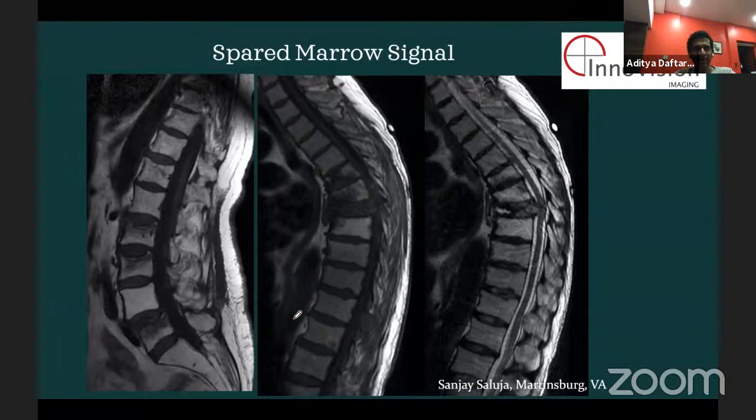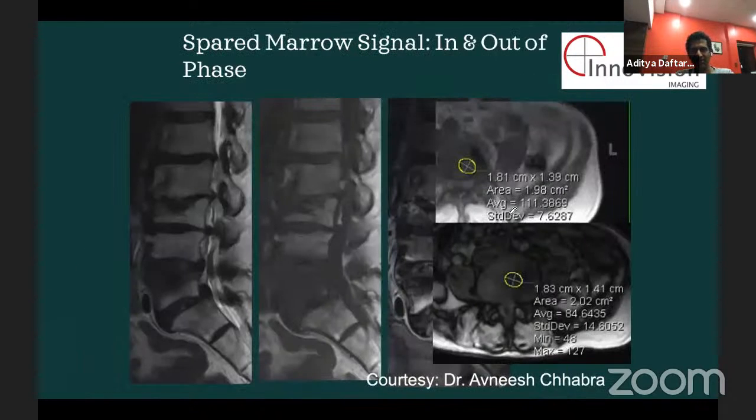So when you see these patients, you'll see that there's a fracture, but you'll also see that there's normal marrow signal in the vertebral body. Whereas in a malignant fracture, usually the vertebral body has abnormal signal inside it, especially on T1 weighted images. So if you don't see spared marrow signal, that would alert you to a potentially malignant fracture, as opposed to when you see spared marrow signal, which would suggest a benign fracture.